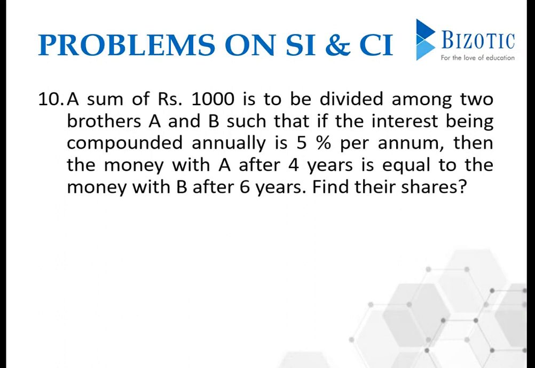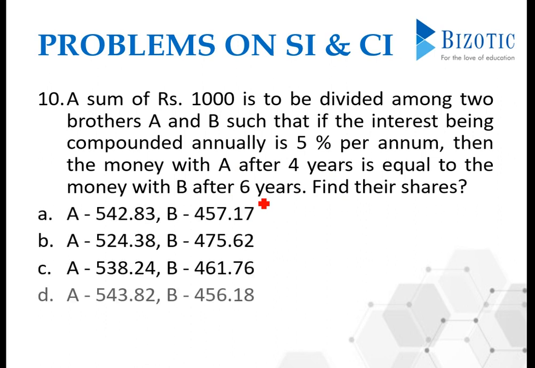Now let's begin with the last problem of this video. A sum of 1000 is to be divided among two brothers A and B such that if the interest, compounded annually, is 5% per annum, then the money with A after 4 years is equal to the money with B after 6 years. Find their shares. So divide 1000 in such a way that whatever A gets in 4 years, B should get in 6 years, and the rate of interest remains constant at 5% per annum.